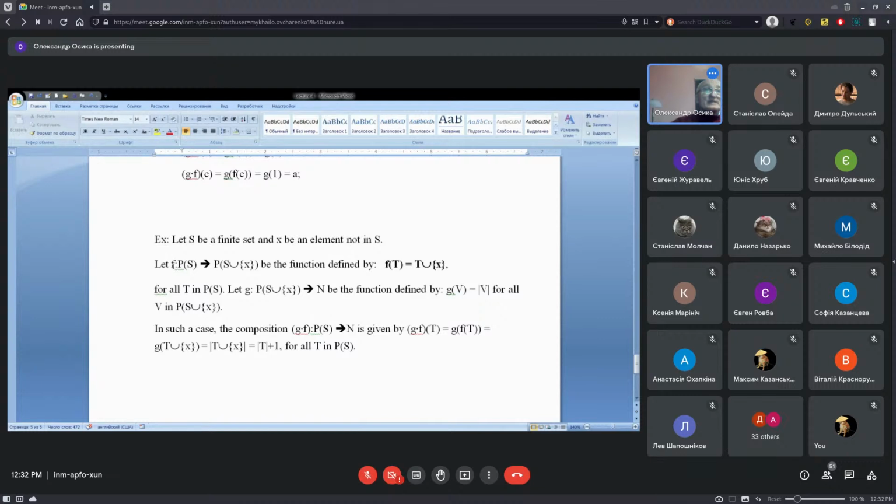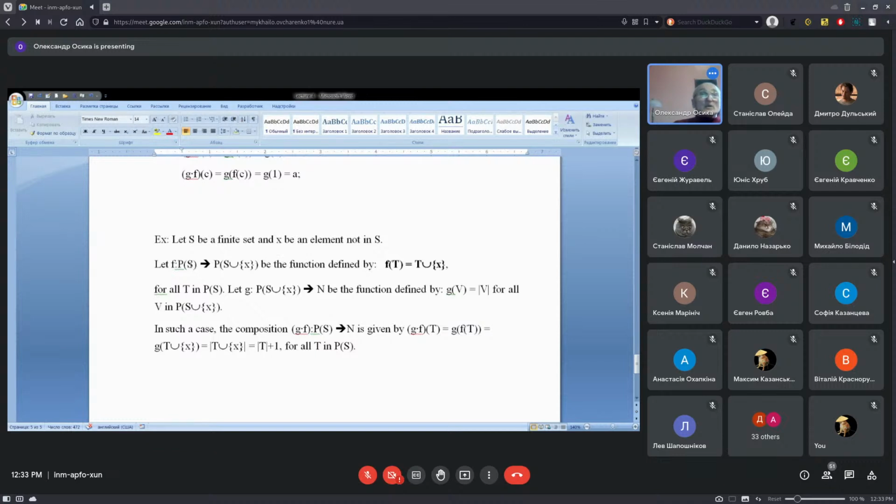Function F, one function, is defined from the power set of S. Here we have all possible subsets of S, to the power set of an extended set, where to this S is added one element X. So now here we have not this S. Before, we used elements without X. Now we have all subsets with X in it.